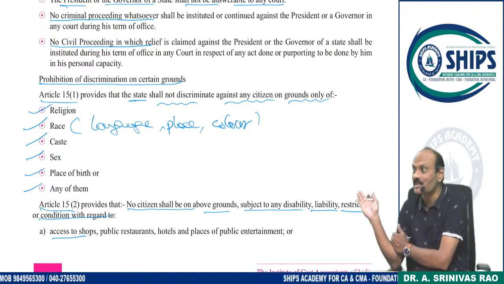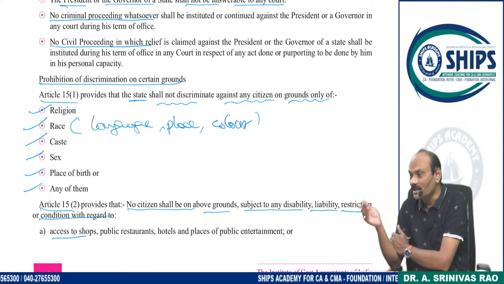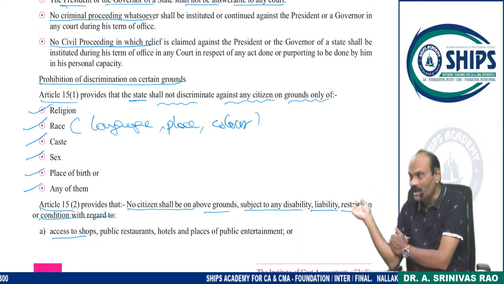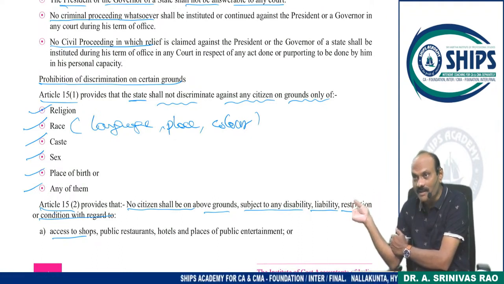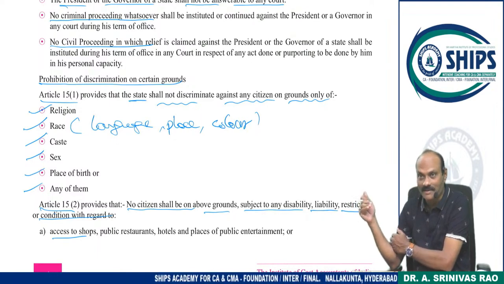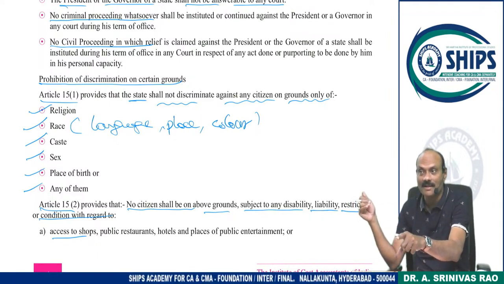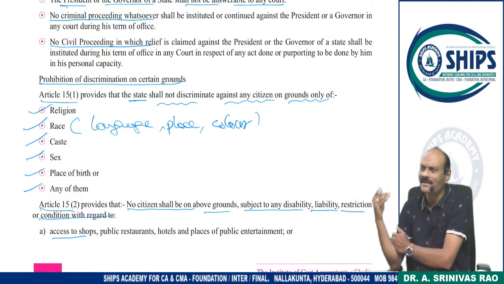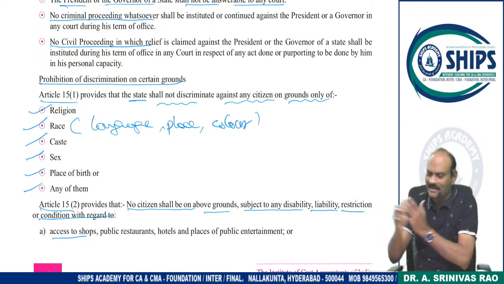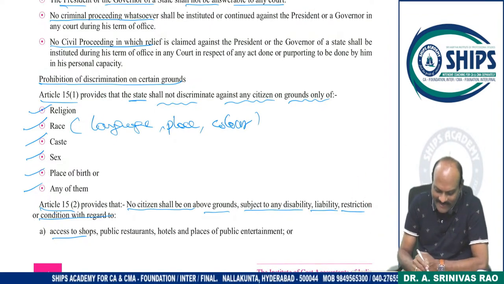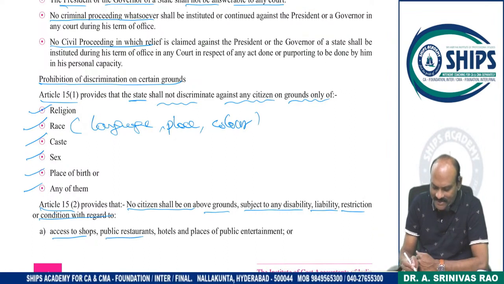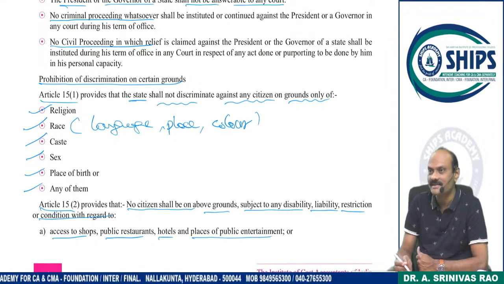Previously people never used to be allowed into the shop. They couldn't wear chappals; they had to remove the chappals and carry them. They couldn't walk on the street. While walking, they had to wear something behind them so that their footprints would not be there on the street. Many social evils were there earlier. Now all those are gone. Access to shops, public restaurants and hotels, and places of public entertainment, etc.